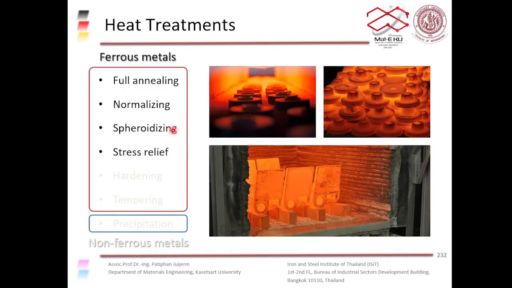Okay, so when we have a piece of steel and we want to change the property of that piece of steel to make it better, we have many processes that we can choose from, right? Today we're going to cover the full annealing process, normalizing process, spheroidizing process, and stress relief.